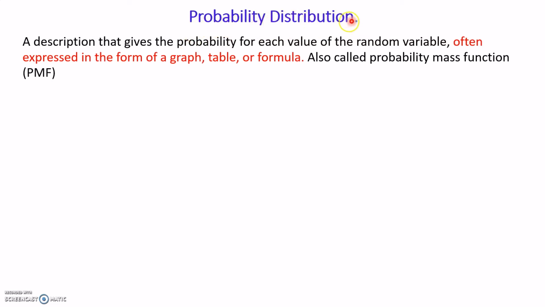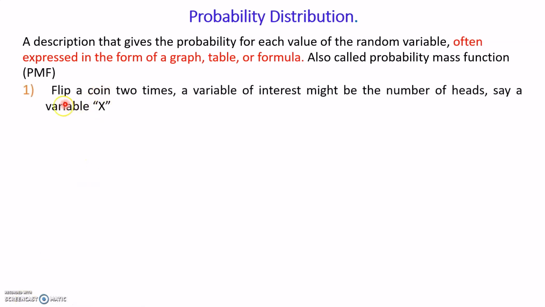When I first saw this topic, when I was learning, it seemed to be a very horrible topic. The title is very hard to understand, but the idea is very simple. When I give an example, you will really think about this and say, this is what it is. What is a probability distribution? It's simply a description that gives the probability of each value of the random variable, and this description is often expressed in the form of a graph, a table, or a formula. It's also called a probability mass function, PMF. I will give you an example and then you will understand better.